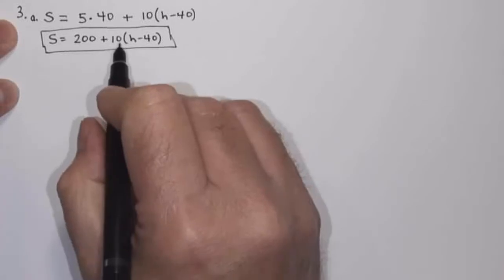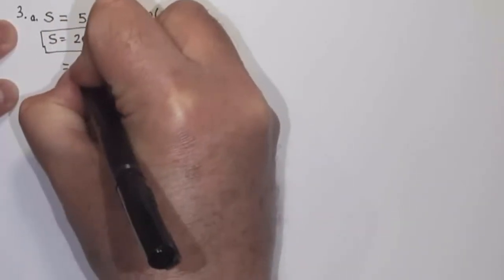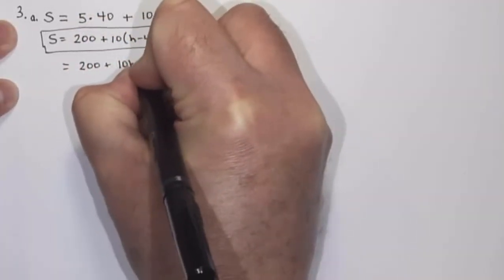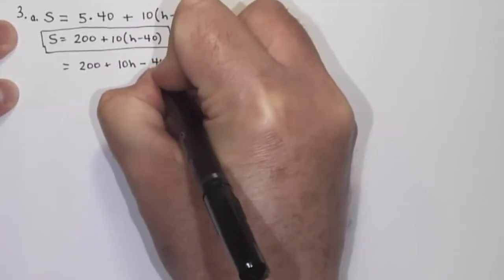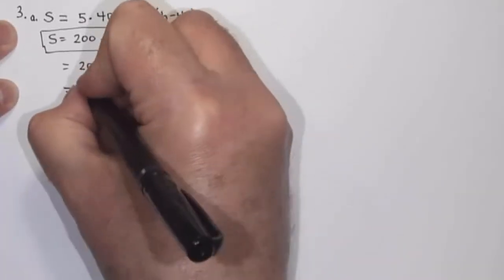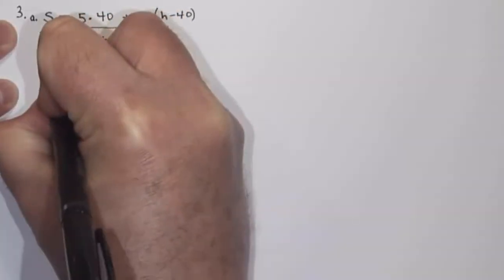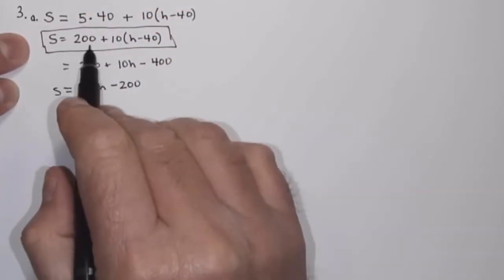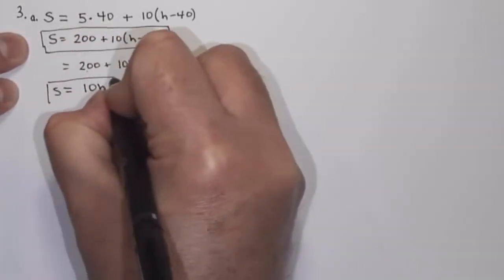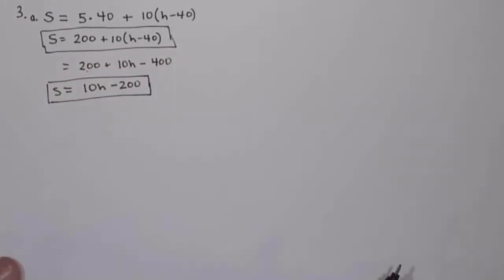Again, if you wanted to, though, we could distribute the 10 here. So we could say that we're going to have 200 plus 10 times h would be 10h, minus 10 times 40 would be 400. And so 200 minus 400 would be minus 200, so we'll have 10h minus 200. So we could either say S equals 200 plus 10 times the quantity h minus 40, that's fine, or we could say S equals 10h minus 200, that's fine as well.